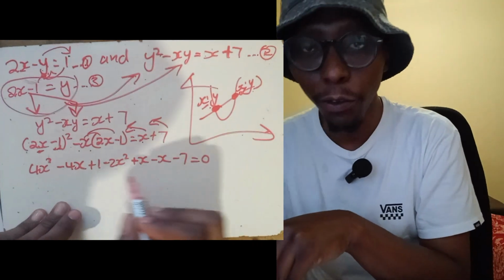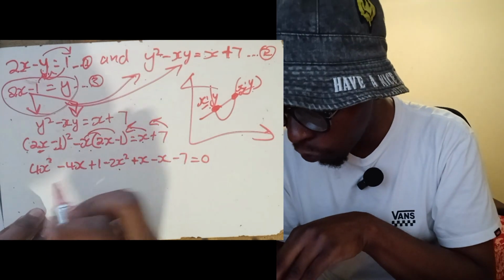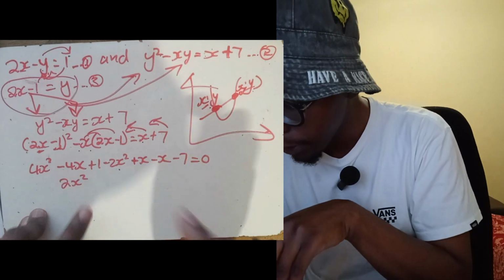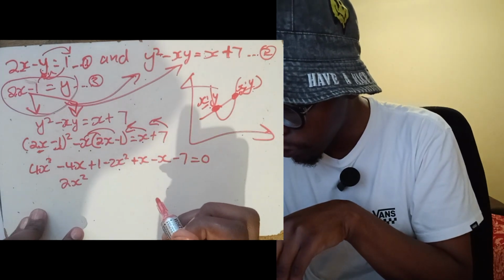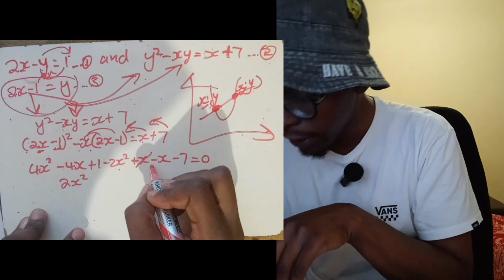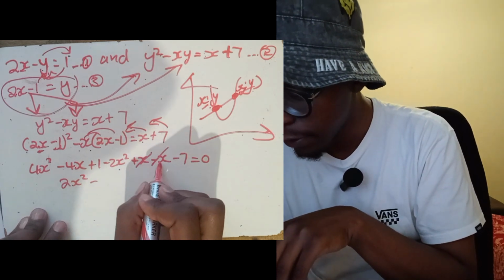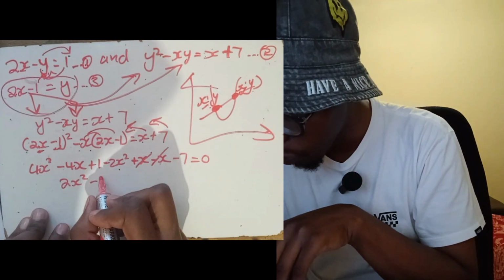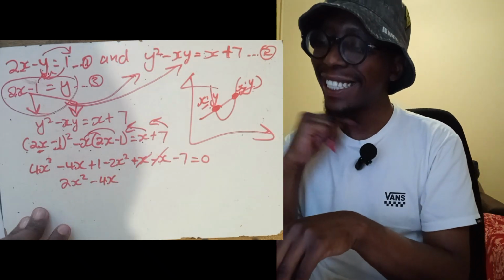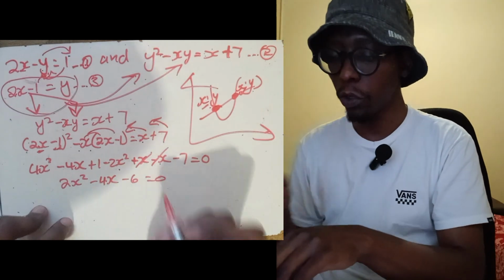Now I simply have to add my like terms. For x squared, 4 minus 2 is 2x squared. For x, this x cancels this x, because x minus x is 0, and I have only negative 4x. And 1 minus 7 is negative 6. So this will be equal to 0.